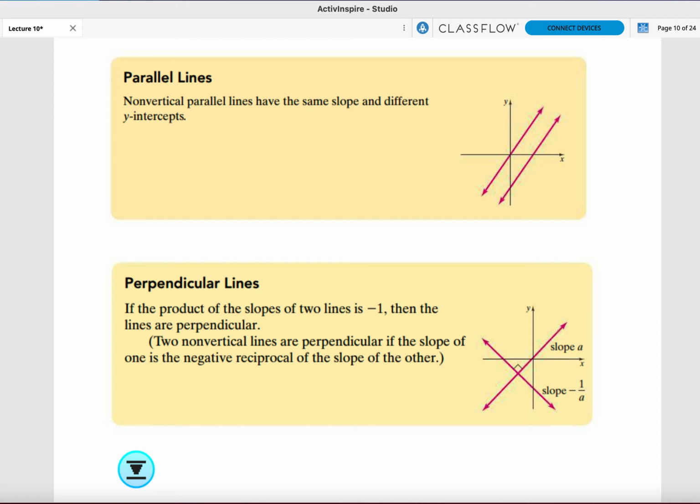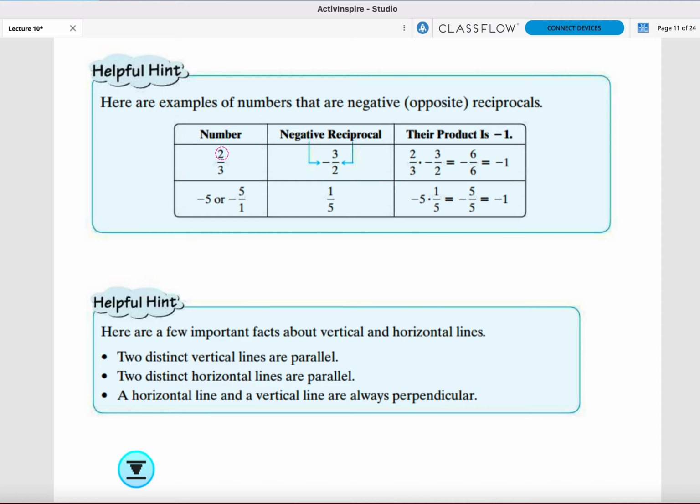Alright, now parallel lines. Non-vertical parallel lines have the same slope and different y-intercepts. Perpendicular lines: if the product of the slopes of two lines is negative 1, then the lines are perpendicular. Two non-vertical lines are perpendicular if the slope of one is the negative reciprocal of the slope of the other. So that's going to be the key to finding perpendicular lines. It's the negative reciprocal. To help explain what negative reciprocal means, if you have 2/3 as the number, the negative reciprocal will be negative 3 over 2. I gave you this helpful hint for you guys to write into your notebook.